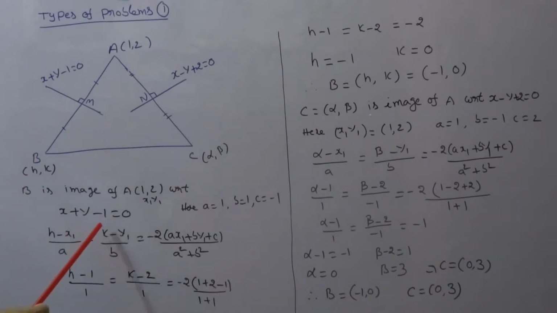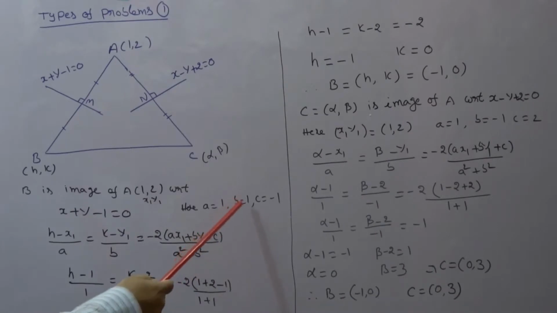Comparing the line x + y - 1 = 0 with ax + by + c = 0, a = 1, b = 1, c = -1. Now using the image formula, (h - x1)/a = (k - y1)/b = -2(ax1 + by1 + c)/(a² + b²). So (h - 1)/1 = (k - 2)/1 = -2(1·1 + 1·2 - 1)/(1² + 1²).